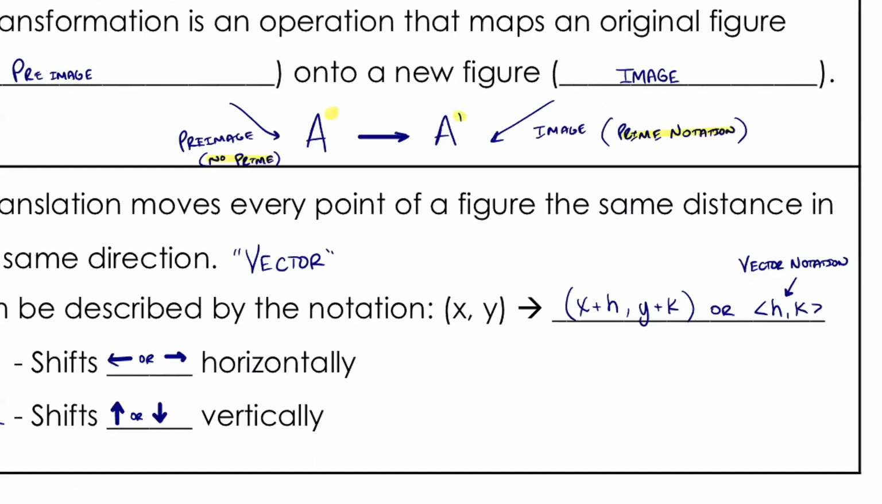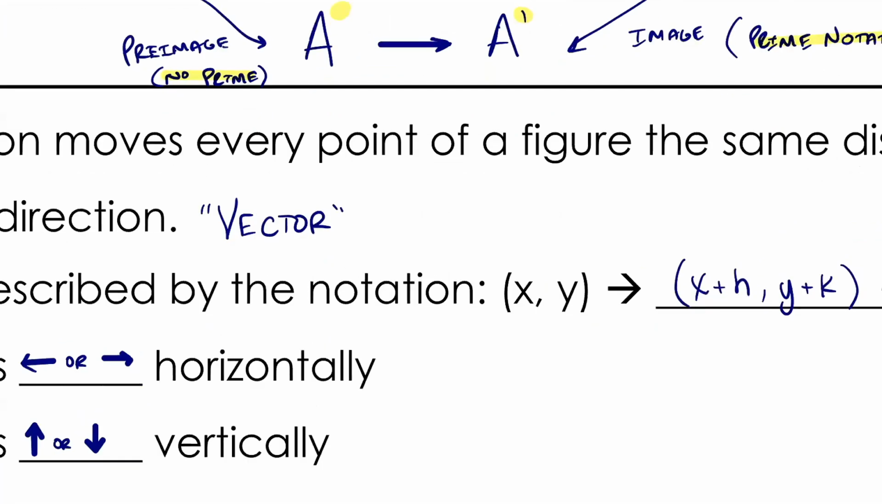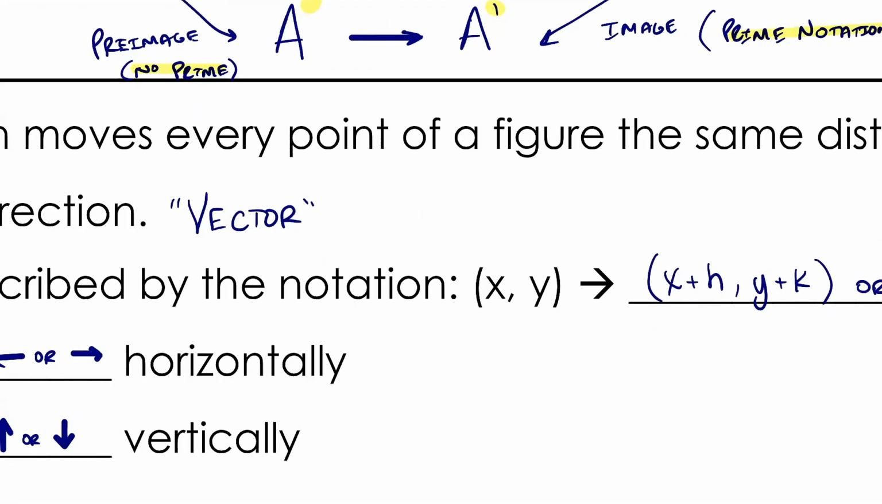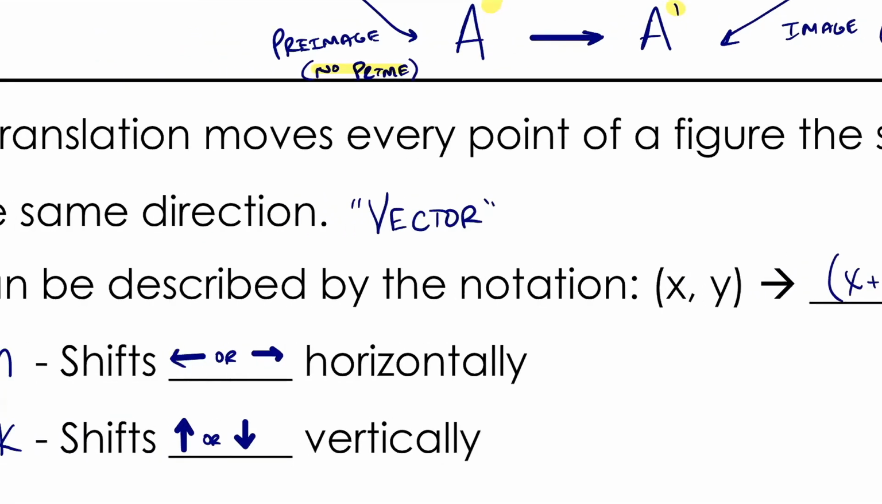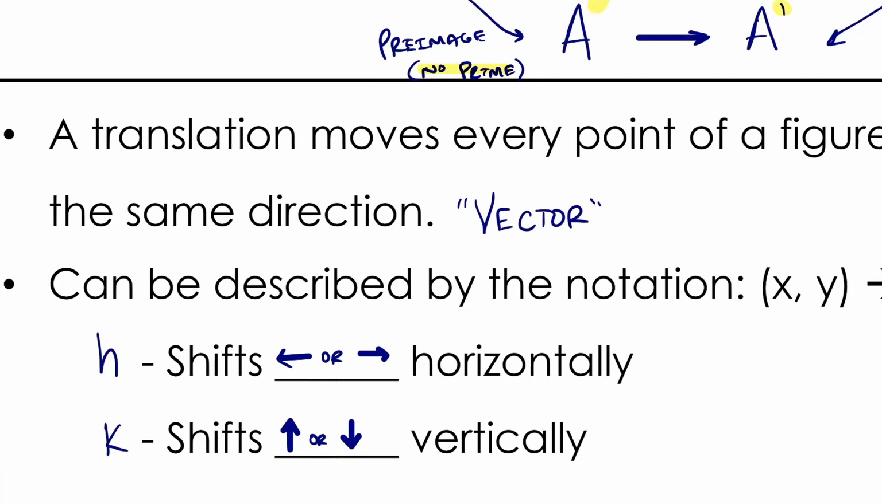This is our notation, the way you'll see a lot. (x, y) transforms with that arrow to (x plus h, y plus k). If you remember last year, you were taught about hippos and kangaroos. Hippos, they're big, they can only shift side to side. That's our h, our x change. Kangaroos can hop up and down. That's our vertical change.